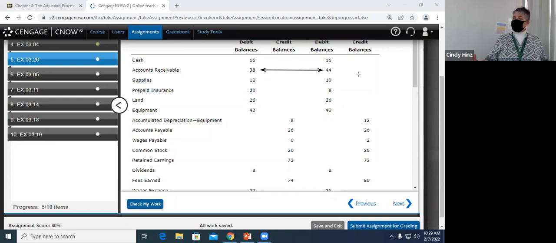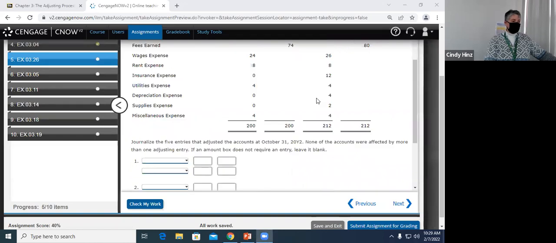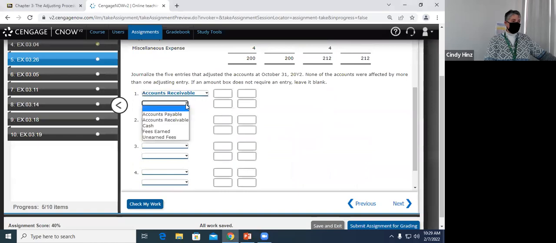Remember, accounts receivable means we've sold something to our customers on credit. So if our accounts receivable went up by $6, that would mean we just recorded in an adjusting entry that our earnings, our revenues, went up by $6. And we can see right here at the bottom of the screen, the fees earned, that's our revenue account. It also went up by $6. So that's going to be our first entry, a debit to accounts receivable and a credit to the fees earned for $6 each.